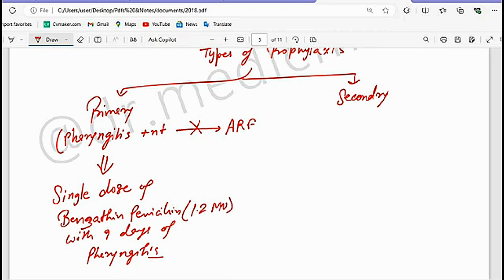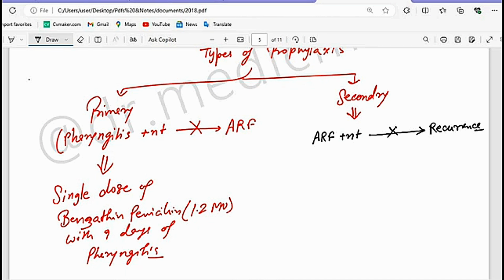Then, in the case of secondary prophylaxis, remember that if acute rheumatic fever is already present, then we have to prevent the recurrence of the acute rheumatic fever. So in that condition, we will do secondary prevention.